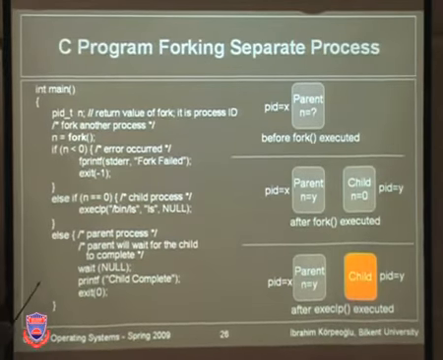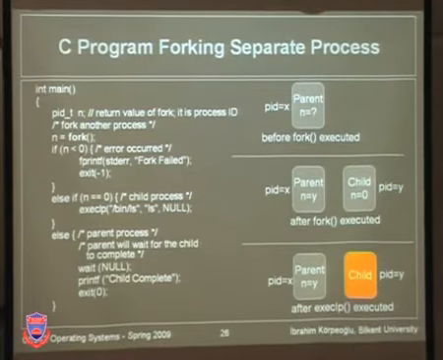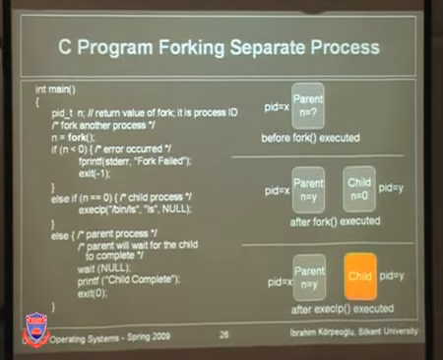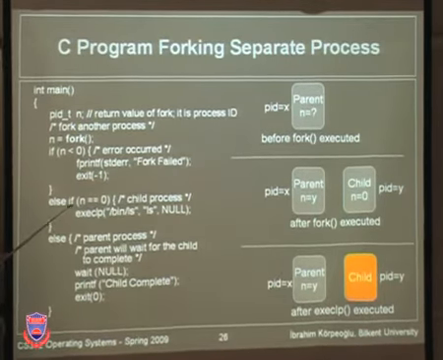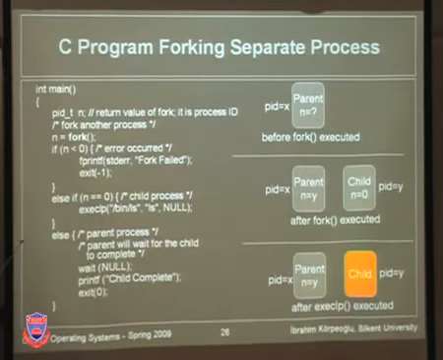Otherwise, we would have a recursive call of forks, which would immediately create lots of child processes, and we would exhaust the resources of the system, okay? So you just create a child which continues from this point, okay? And the parent will also continue from that point.